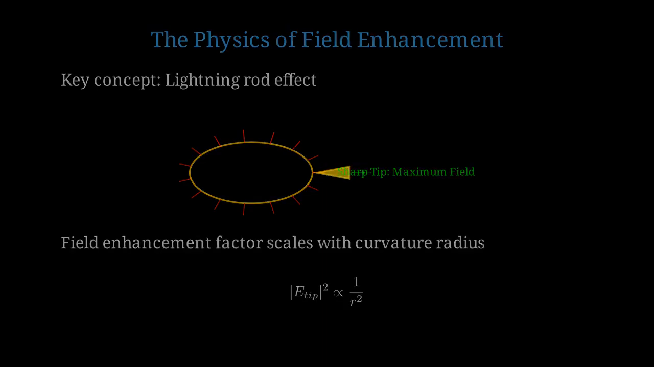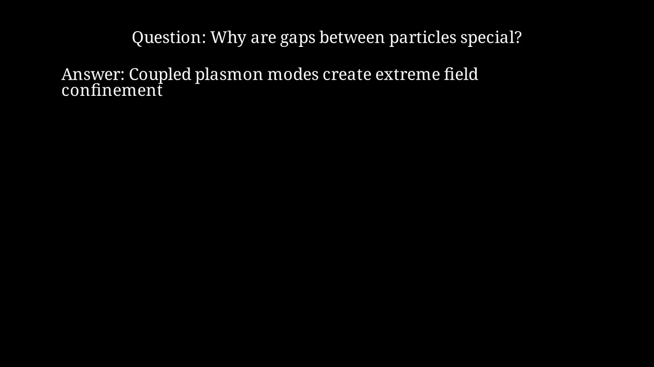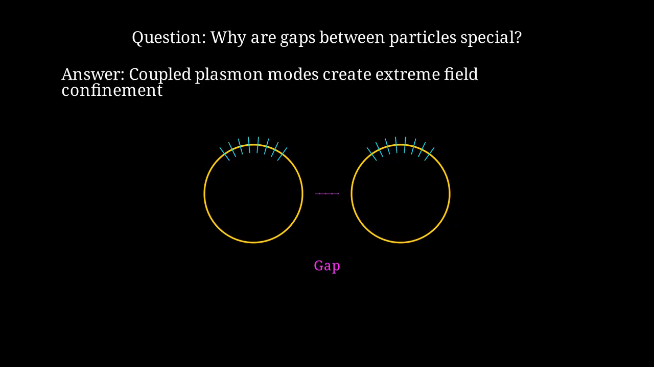Now we come to the most powerful type of hotspot, nanoscale gaps between metallic nanostructures. This is where the magic really happens. Let me ask you a question. Why are the gaps between nanoparticles more special than isolated particles? The answer is that when two nanoparticles are brought close together, their individual plasmon modes couple, creating a new hybridized mode that confines the field to the gap region. Here we have a dimer, two gold nanoparticles separated by a nanoscale gap. The intense purple field in the gap represents the hotspot where field enhancement reaches its maximum.